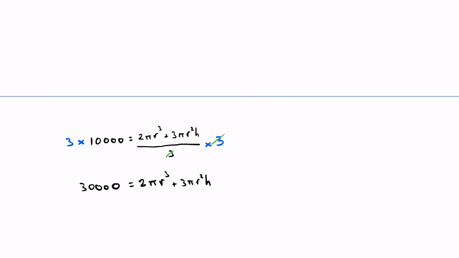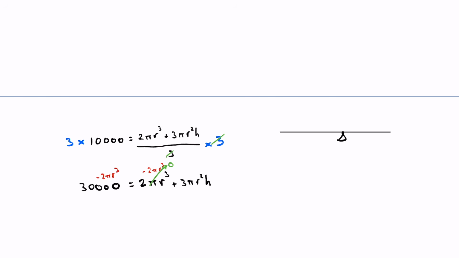The trick with moving something to the other side is we just change its sign. Really, what we're doing is taking away 2 pi r cubed, and here we're going to take away 2 pi r cubed. Once again, going back to this idea of a scale, we're lifting up a 2 pi r cubed from this side and a 2 pi r cubed from this side. It's going to balance still. So what does that look like? 2 pi r cubed minus 2 pi r cubed is just going to go all the way to 0.